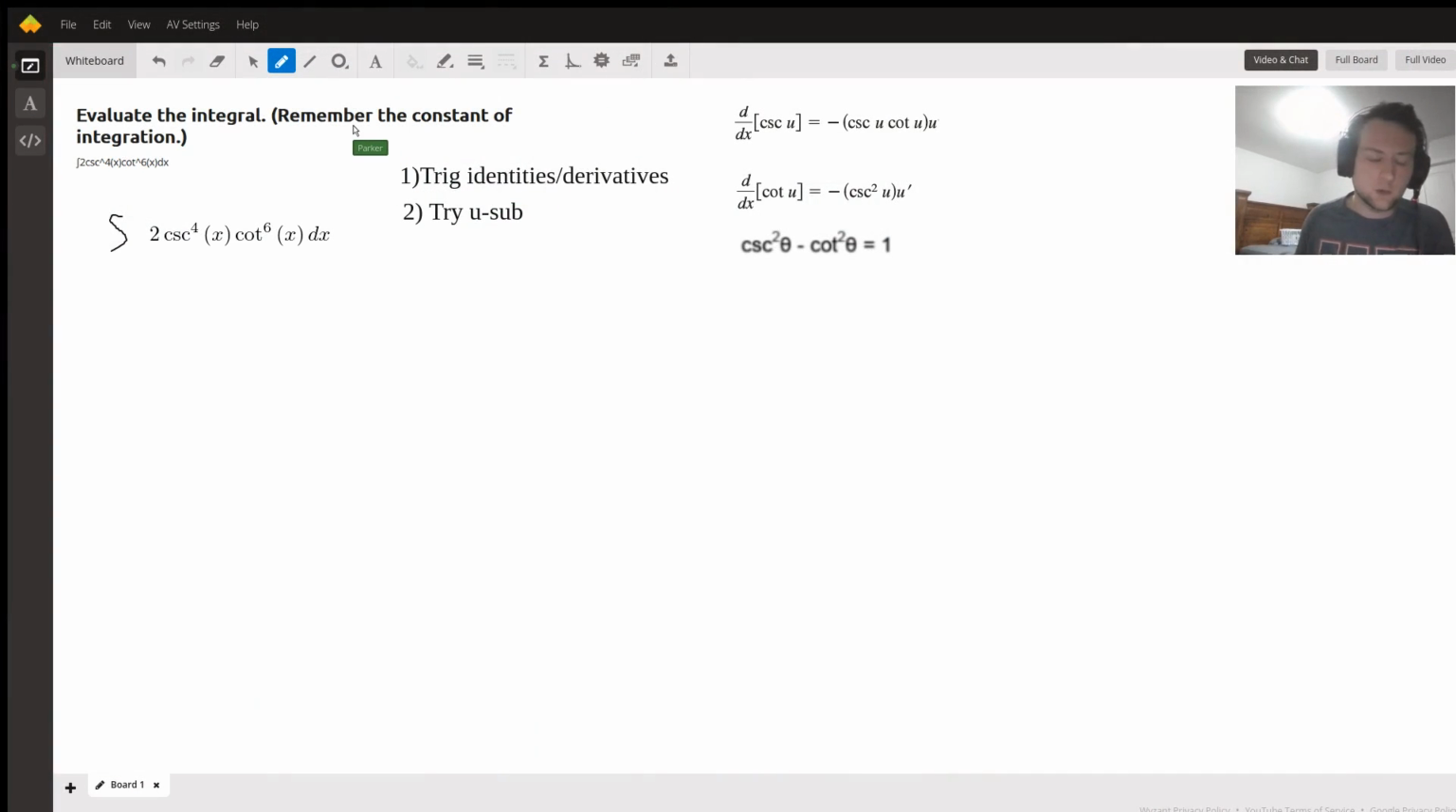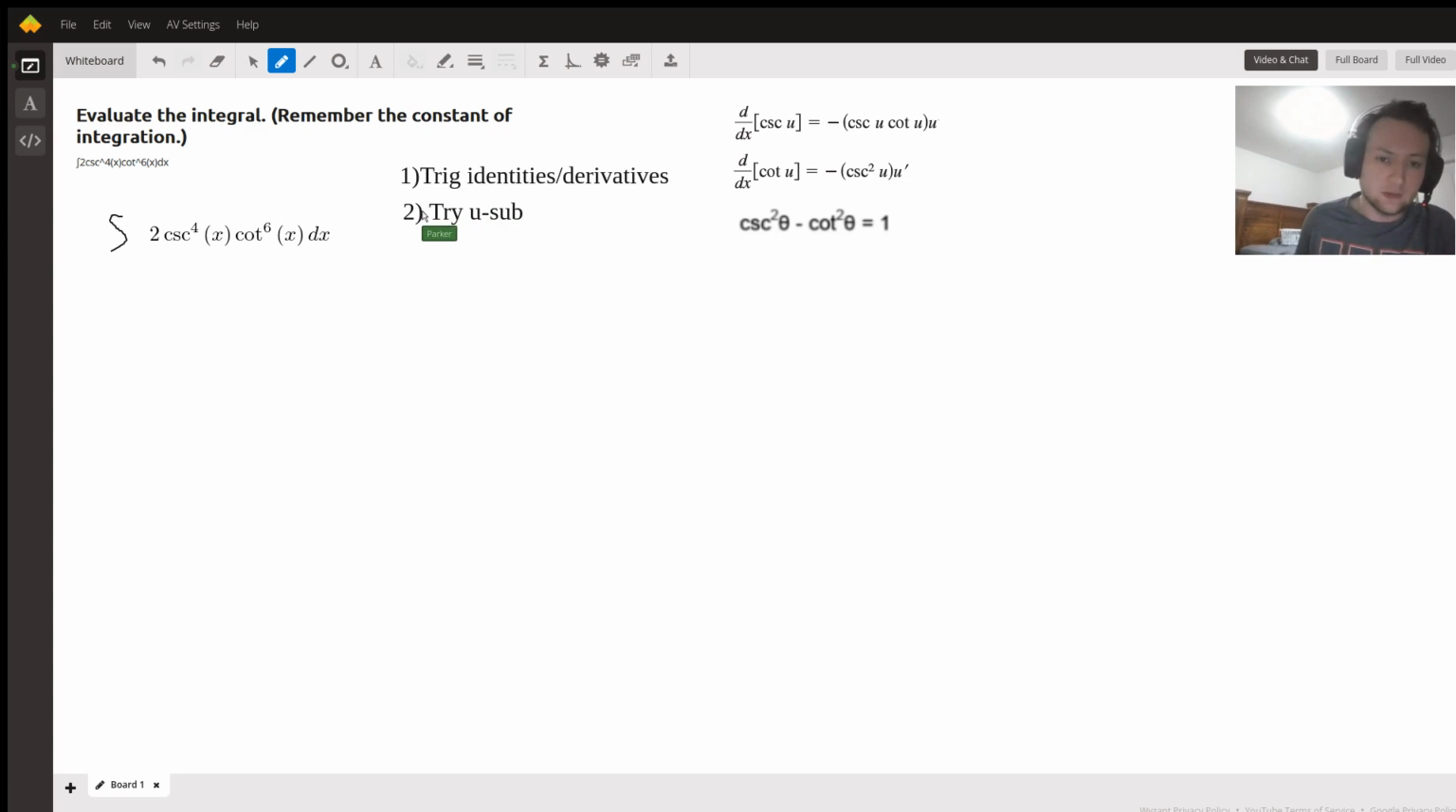Now the first thing you're going to want to do when you see an integral that's as impossible to work with as this is find the trig identities and the derivatives for every single trig function that's in here. So I have here the derivative of cosecant of u, which we will not be using, but when you get stuck, you should just go ahead and grab all of these. We have the derivative of cotangent of u, which is the one we will be using, and we have the trig identity of cosecant squared minus cotangent squared is equal to 1.